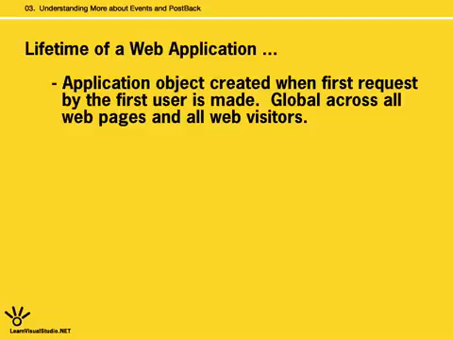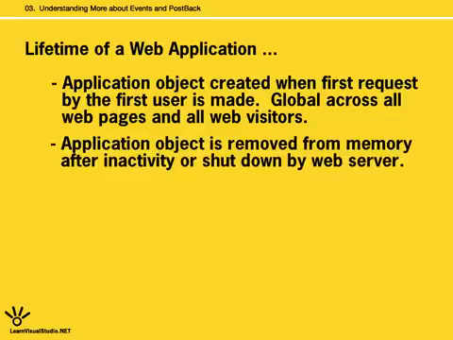Okay, the next thing I want to talk about in this lesson is the lifetime of web applications. The first time a request from a web browser is made for any page within our website project, an object called the application is created and maintained by the ASP.NET Runtime Engine. This application object contains information that is global to the entire website, regardless of how many people access it or how many pages are contained in it.